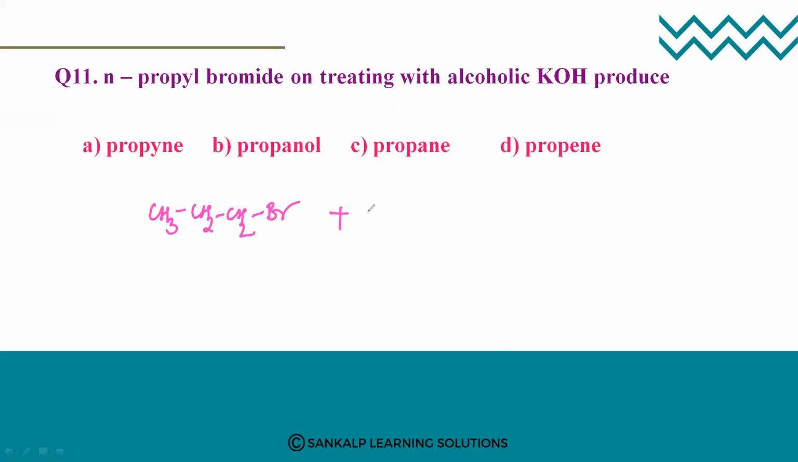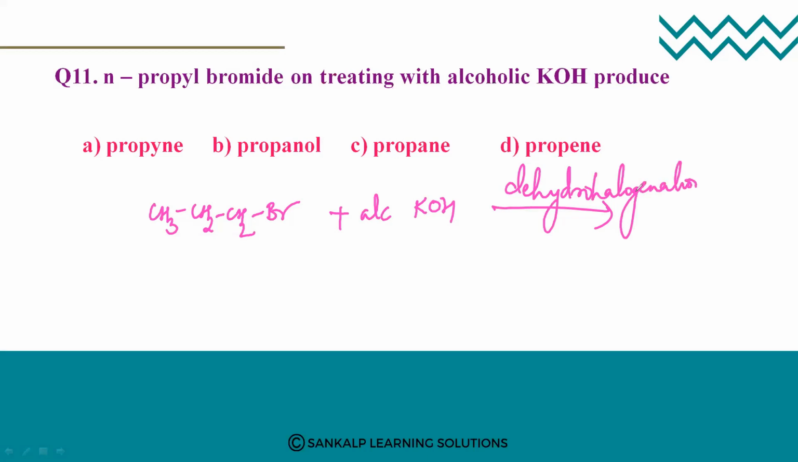So when it is reacting with alcoholic KOH, what is alcoholic KOH? Alcoholic KOH is a dehydrohalogenating agent. So it will undergo dehydrohalogenation. This is n-propyl bromide, and when it is treated with alcoholic KOH, it undergoes dehydrohalogenation.